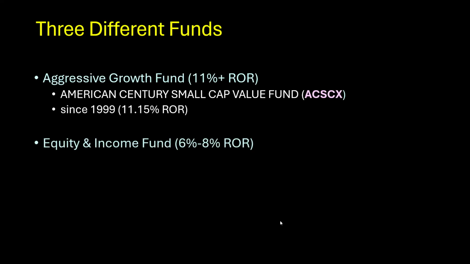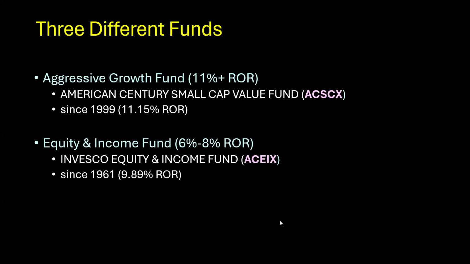For the equity and income fund, usually I rank that between 6 and 8% rate of return. We're going to look at Invesco's equity and income fund. It used to be Van Kampen's equity and income fund, but Invesco bought them out about 14 years ago. ACEIX. Since 1961, so over 60 years, it's actually outperformed what I would look at for my typical equity and income fund, 9.89% rate of return since 1961. So that's a 63-year track record. Not bad.